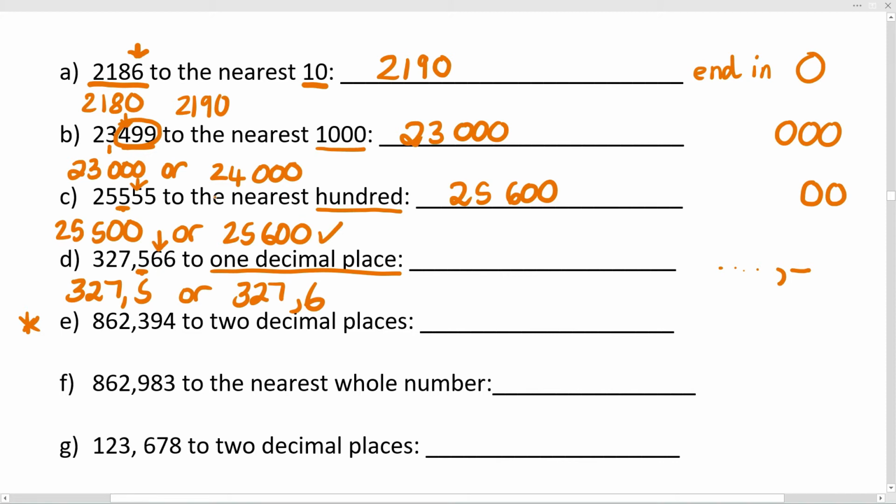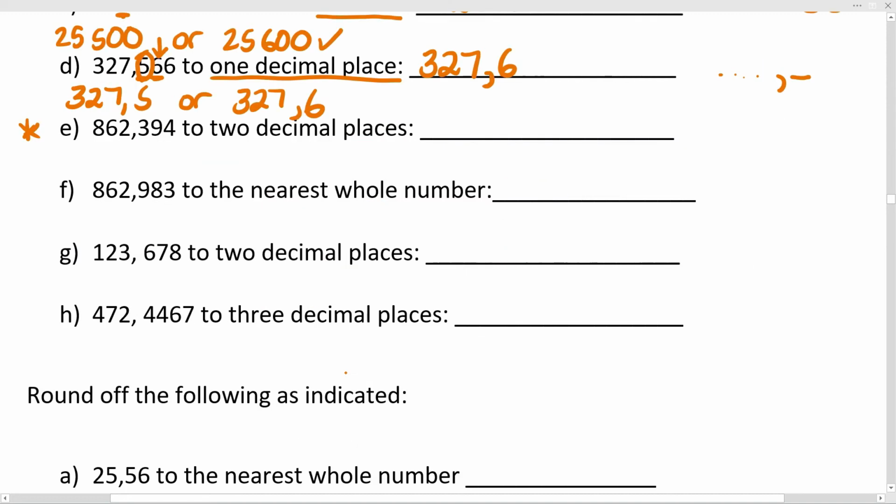Okay, and you can see now, because my indicator, the second decimal place, is a 6, which tells me, because it's 5 or more, that this guy goes up. So my answer is going to be 327, comma 6.